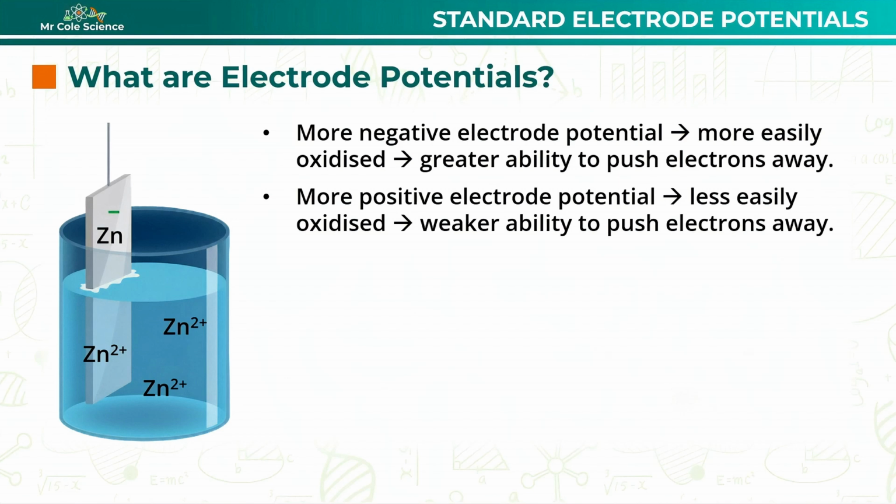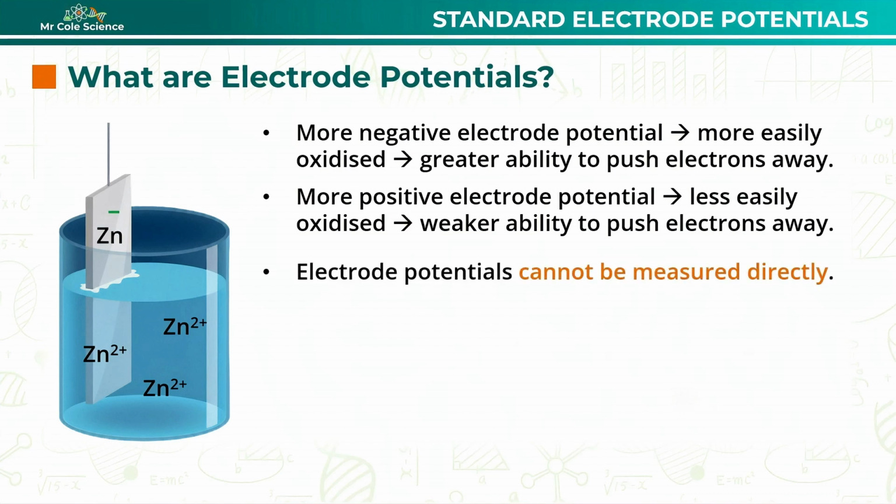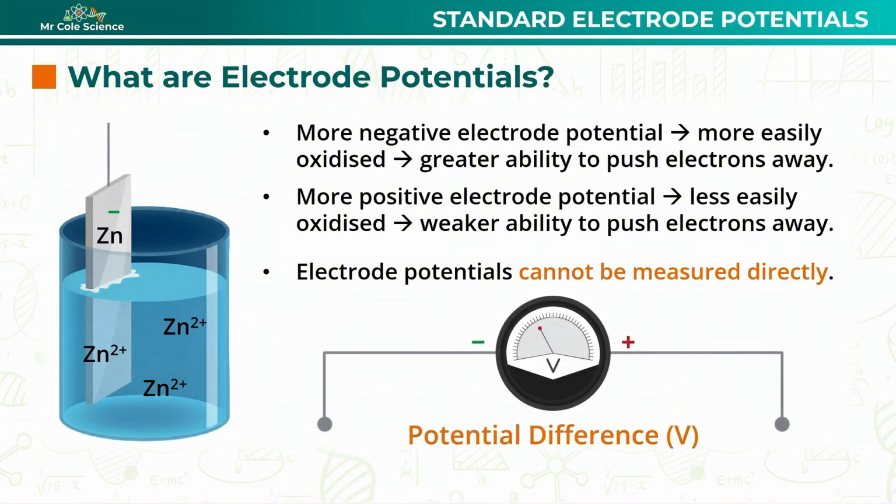So now that we know what electrode potentials are, surely it's just a case of us connecting them up to a device that measures the electrode potential. Well, this becomes a bit of a stumbling block. Electrode potentials cannot be measured directly. Voltmeters will measure the difference between two electrode potentials, something we refer to as the potential difference, but they cannot directly measure the actual electrode potential of any half cell.